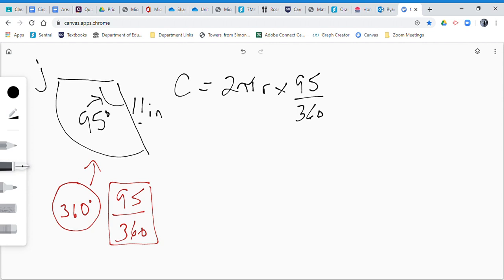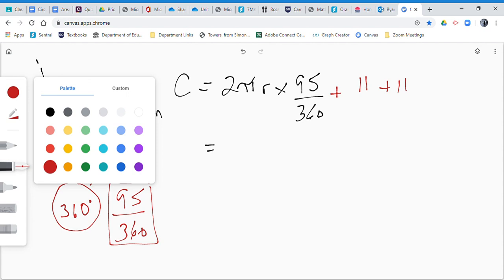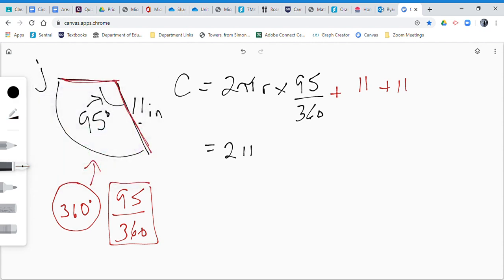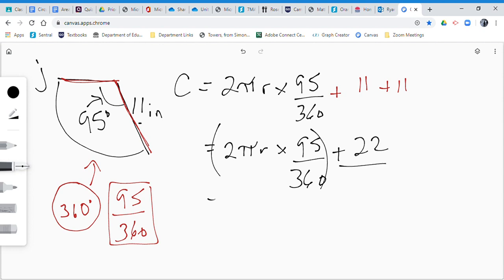So, and then we need to also add in this side and this side of our sector. So that's plus 11 because there's these two sides of 11. So I'm just going to simplify my work a little bit. So 2 pi r times 95 over 360 plus 22, and don't forget BEDMAS, we'll do that at the end.